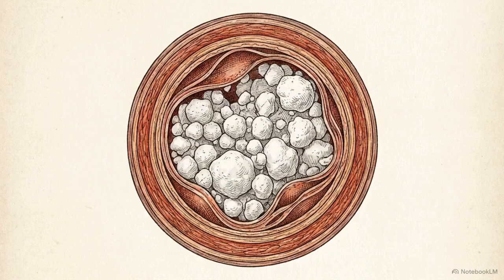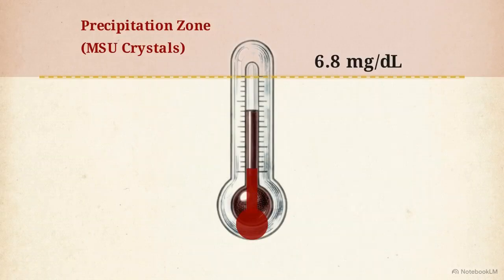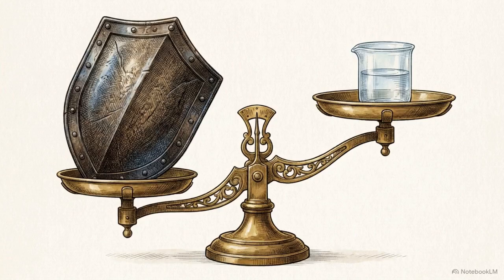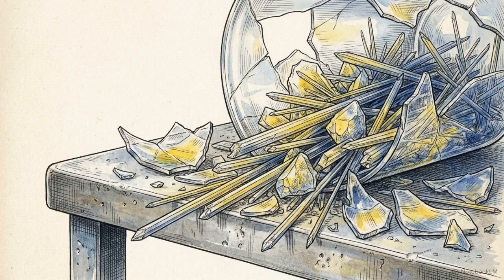But we maintain this defense at a steep physical cost. The human body operates perilously close to the molecule's strict solubility threshold of 6.8 milligrams per deciliter. By selecting for this mutation, evolution prioritized a potent antioxidant shield over physical solubility, creating a system that protects the vasculature but fails the moment it is pushed past its physical limits.